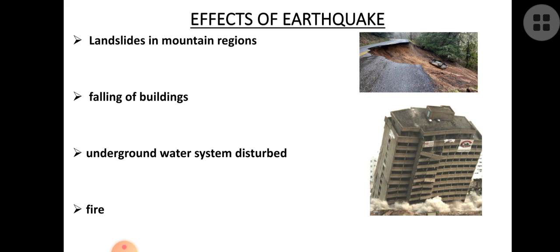Then falling of buildings. Sometimes buildings made of bricks and so on will fall down and even cause terrible mass death. And underground water system will be disturbed. So underground water level also is disturbed when earthquake happens. They tend to change their position. Their path is disrupted. And finally, earthquake can even cause fire.